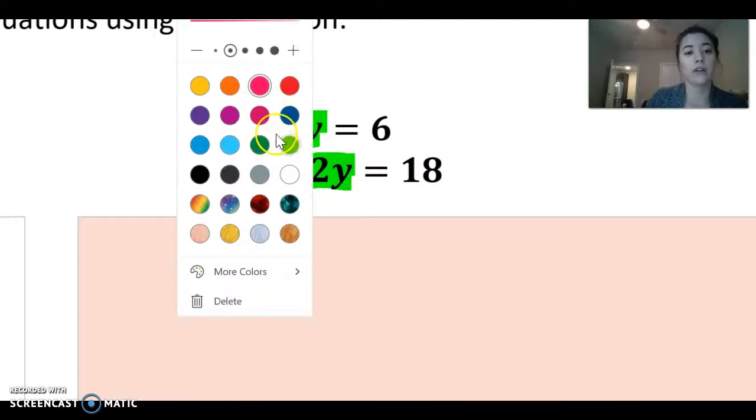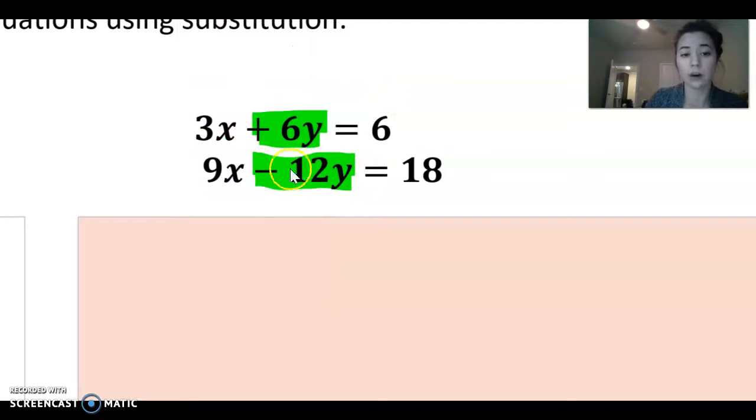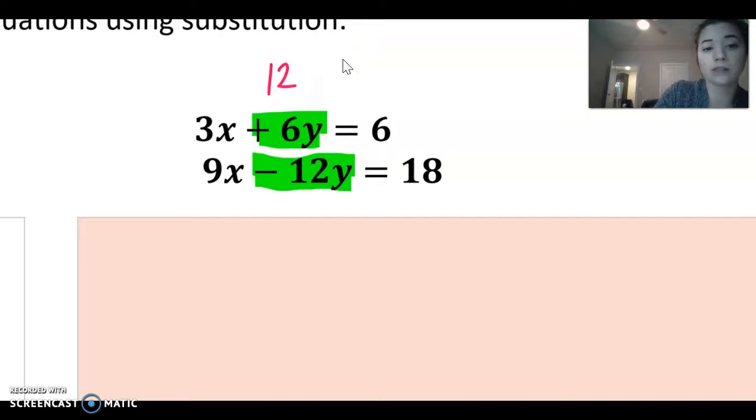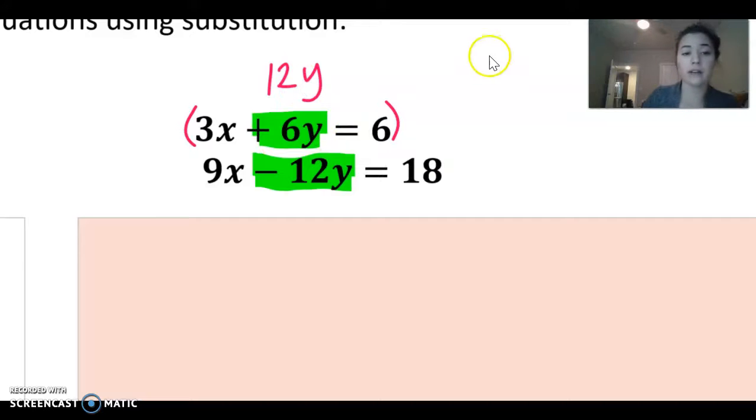Okay. If on the bottom I have a negative 12, to eliminate it, what do I need to change this top into? Hopefully you're thinking a positive 12. Remember, they have to be equal but opposite in order to eliminate. So we have a negative 12 down here, which means I need to make the 6 become a positive 12. So that's the one we're going to multiply. And 6 times what number is going to give me that 12? Times 2.